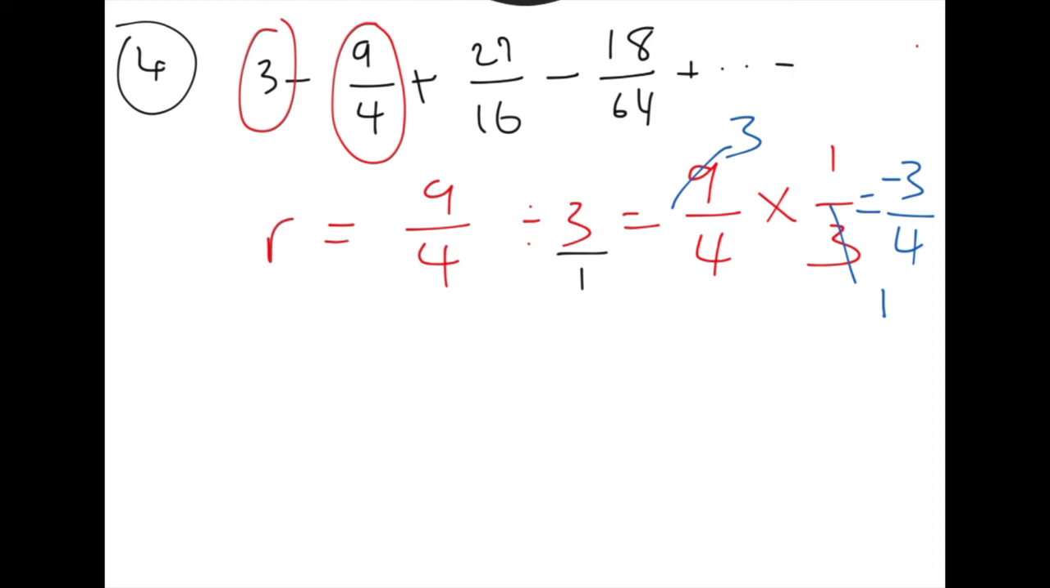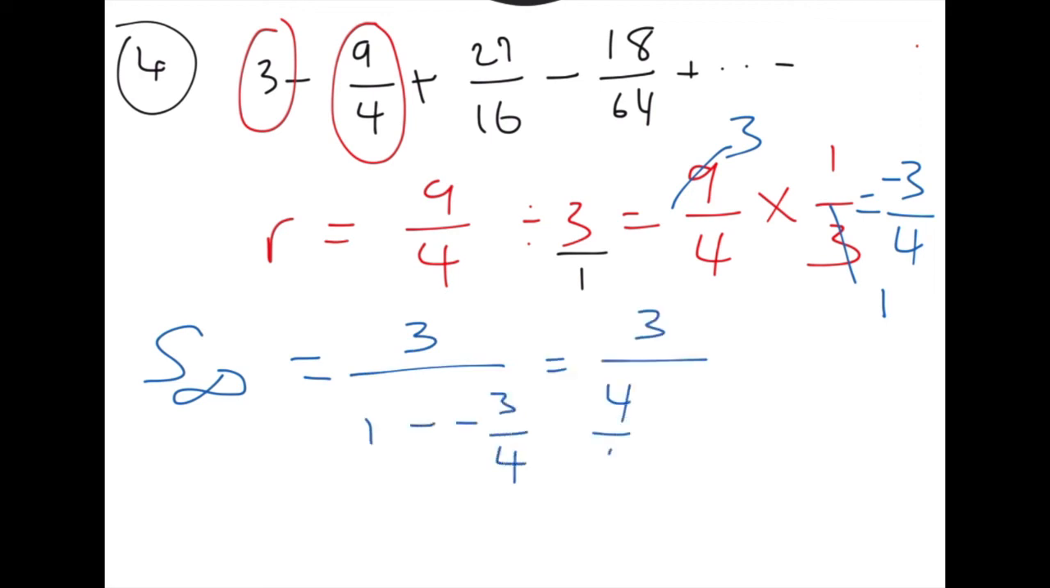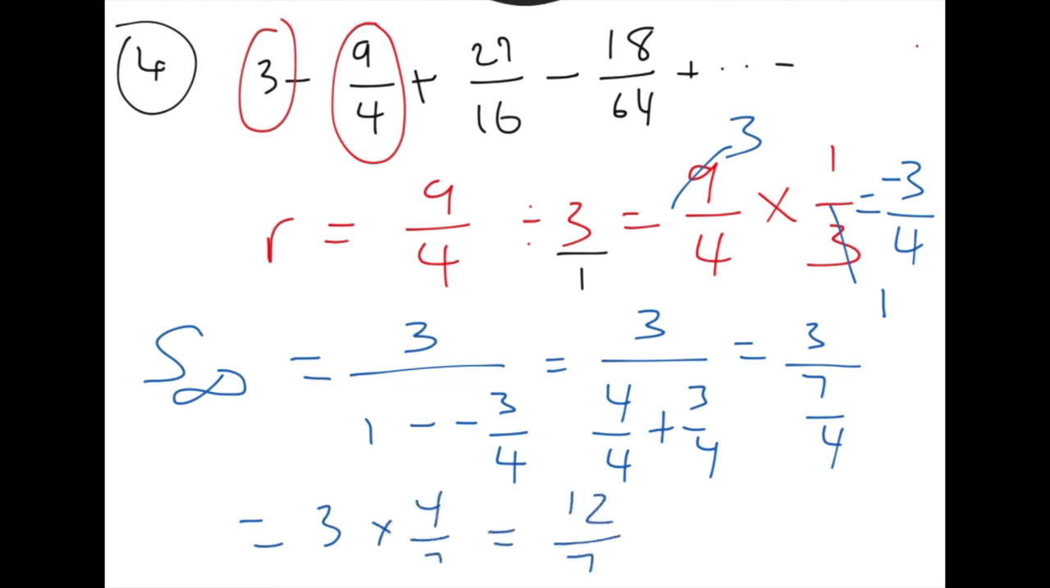So of course the common ratio is going to be negative. Okay, so the infinite sum is going to be A1, which is 3, divided by 1 minus -3/4, 3 over 4/4 plus 3/4, 3 over 7/4. That's equal to 3 times 4/7, that's 12/7. And that's your answer.